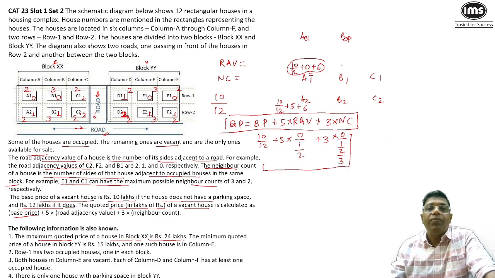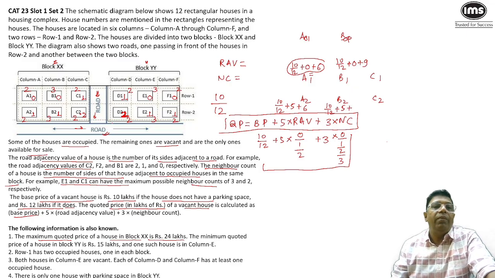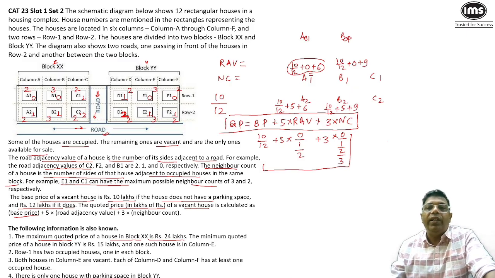What about B1? B1 again can have maximum 21 because 10 or 12 plus road adjacency is 0. Maximum neighbor count would be 3, in that case 9. So this again does not reach us to 24. Let's talk about B2. 10 or 12. Road adjacency value is 1. That is 5 lakh. Plus neighbor could reach to 9. Now here we can figure out a combination of 10 plus 5 plus 9. So I would say B2 has a potential of 24 lakhs.